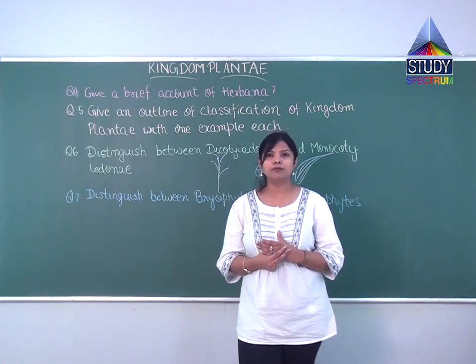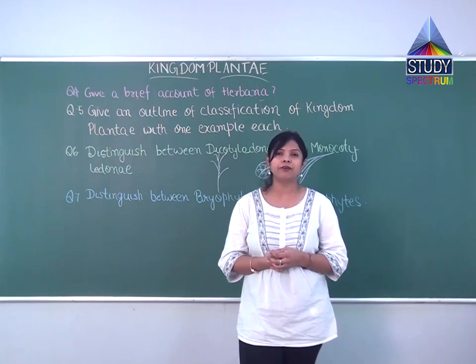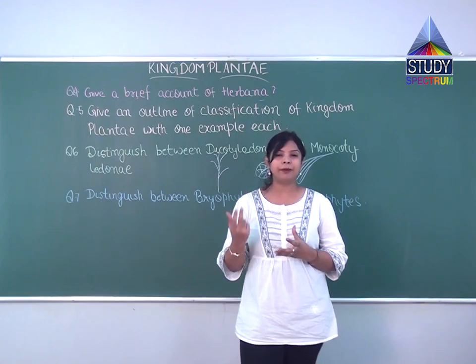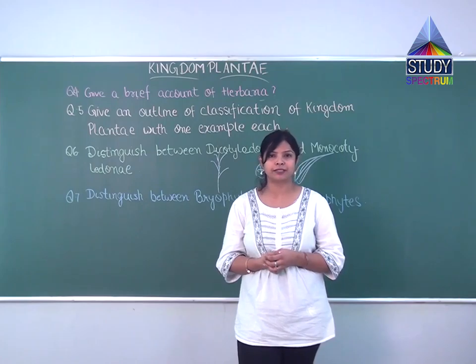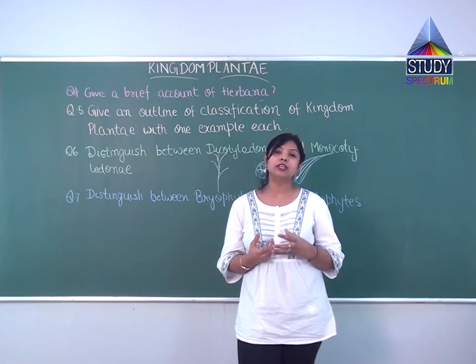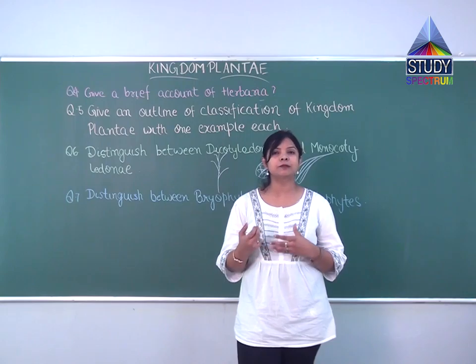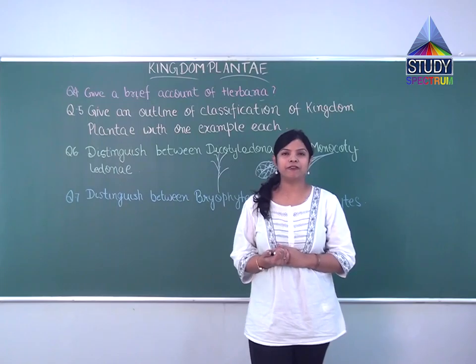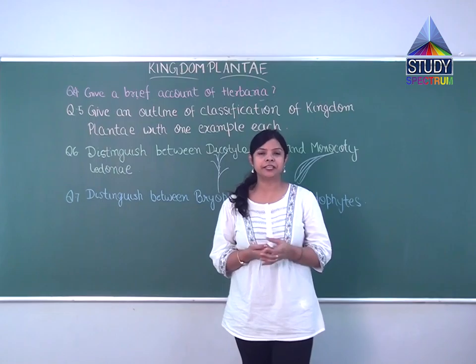Now if you come to bryophytes, vascular tissues will be absent, but if you come to pteridophytes, these are the only plants where vascular tissues were present for the first time, meaning this is the evolution of vascular tissues in pteridophytes. In bryophytes, the gametophyte is the dominant phase, but in the life cycle of pteridophytes, the sporophyte phase will be dominant.